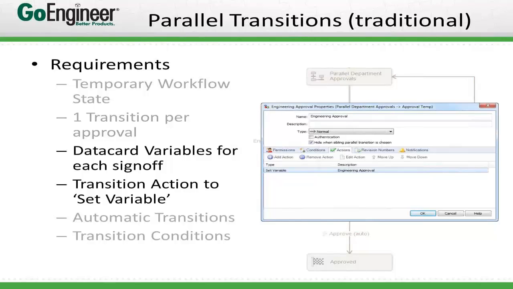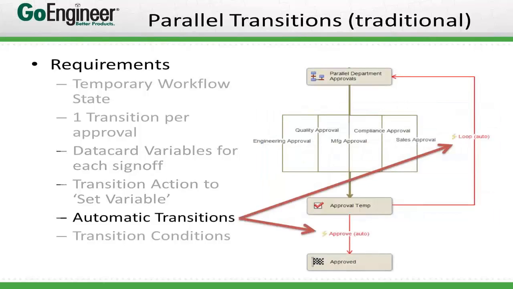And to go along with that, we need a data card variable to capture each approval. So when we do our evaluations and we find out how many people have already signed off, how many people still need to sign off, we do that by using the data card variable values. So we'll need one for engineering approval, one for quality approval, so on and so forth.